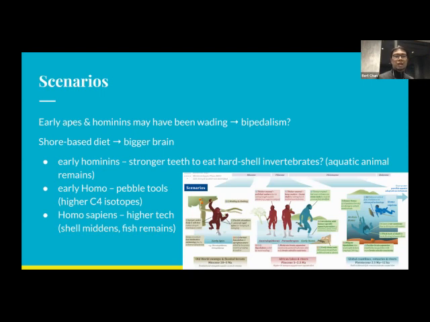So there are different scenarios that maybe early apes or hominins were already wading, and that led to bipedalism. And there's an idea that is already gathering some very good evidence, that shore-based diet enabled bigger brain evolution. Starting from the freshwater food used by early hominins, and then early Homo used pebble tools to eat freshwater food, and Homo sapiens used stone tools for fishing in the coastal areas. And there are many isotopes, aquatic animal remains, or shell middens that serve as evidence of this model.